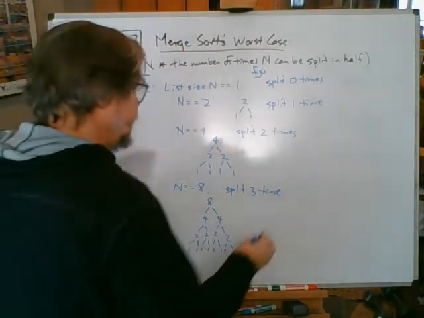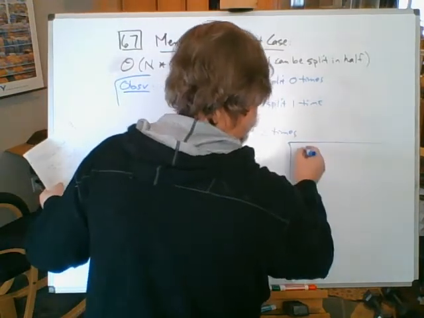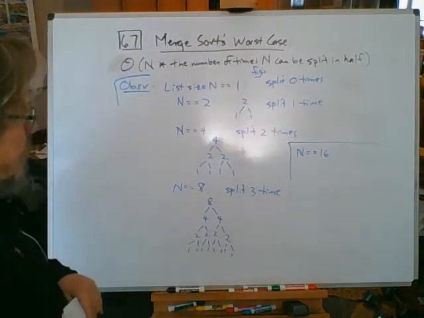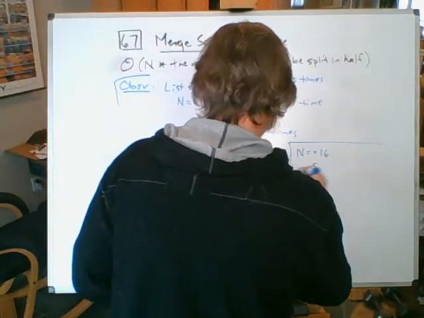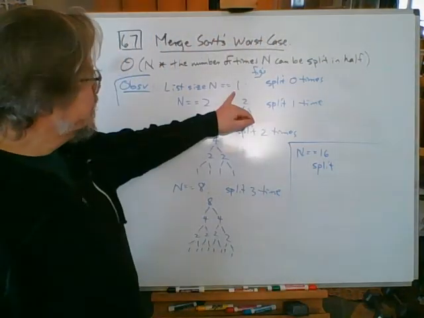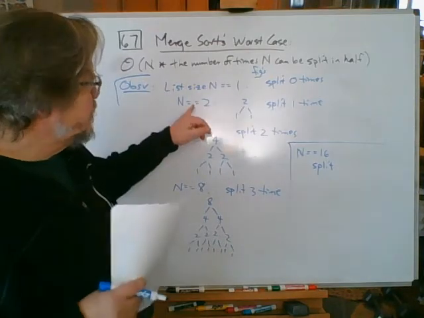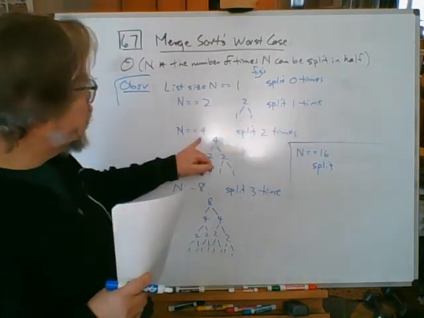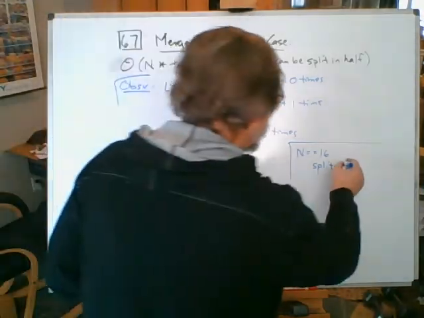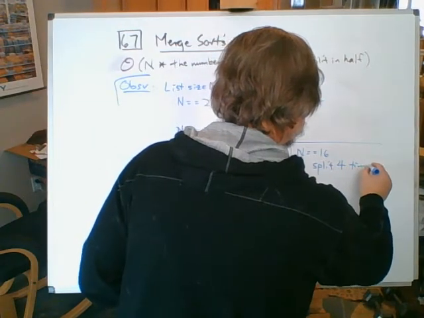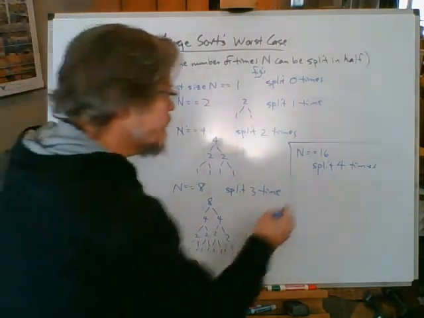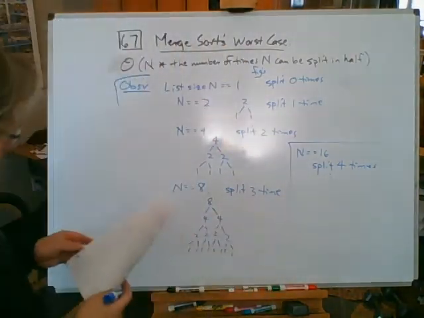Now I could do N equals 16. Actually, it's going to make a pretty little Christmas tree, isn't it? But I'm going to predict anyway. Let's see if we can generalize and find a pattern here. 1, split 0 times. 2, split 1 time. 4, split twice. 8, split 3 times. 16, we're going to be able to split that 4 times. 32, we're going to be able to split that 5 times. And so on.